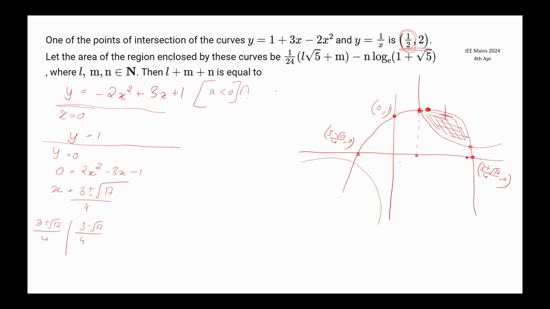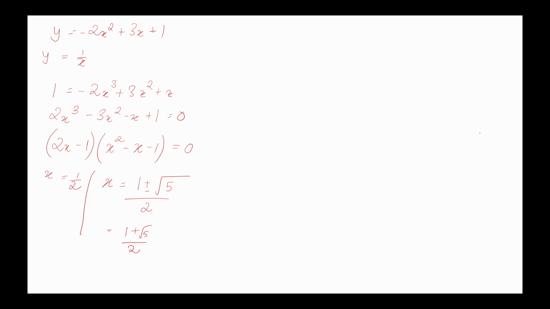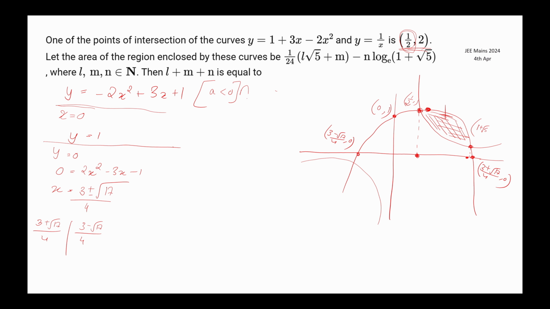So this point here that we've gotten, our first point of intersection, here we have x to be 1 by 2, comma whatever the y is, we don't care. And in our second point of intersection, we have x is equal to 1 plus root 5 by 2. And again, we do not care whatever the y is. We simply have to integrate our equation from 1 comma 2 to 1 plus root 5 by 2 comma 0.